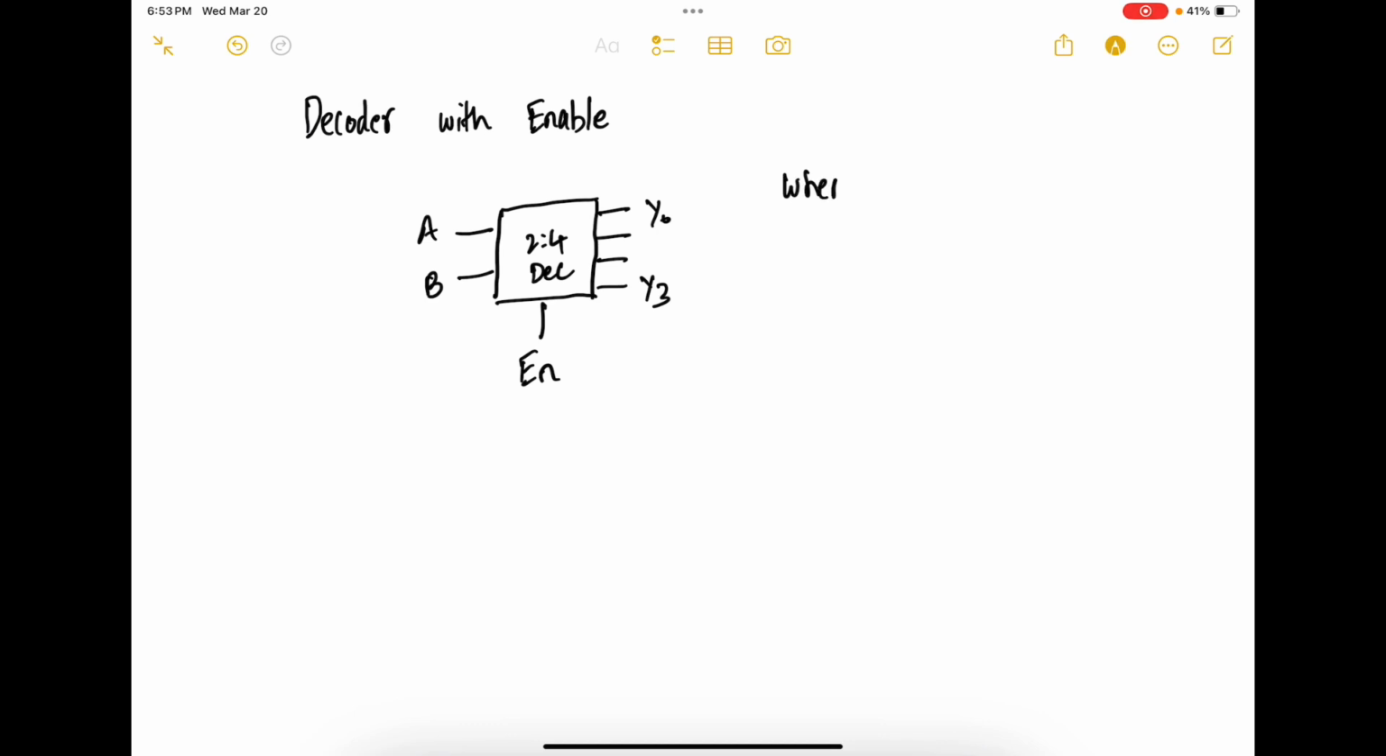Essentially when enable is 0, your decoder is going to be disabled. So the decoder is disabled, which means it's not going to function as a decoder. And when enable equals 1, the decoder acts normally, in the way that it is supposed to. Let's take a truth table to understand this more closely.